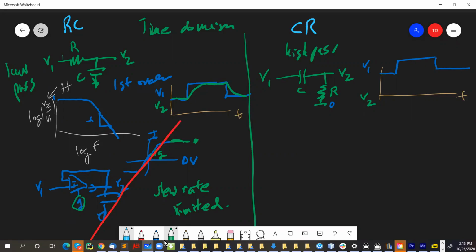So now in steady state, the value of V2 will be what? If V1 doesn't change, V2 will just go to ground, right? There's no other voltage it can go to. So in steady state, it'll just be sitting here at ground.